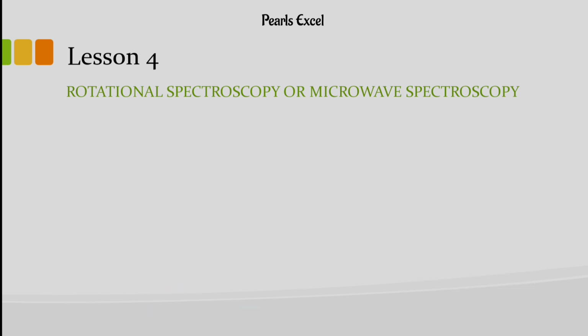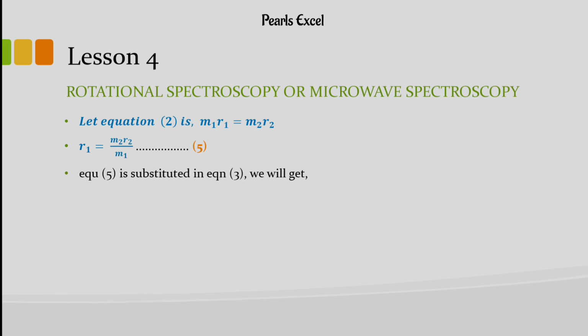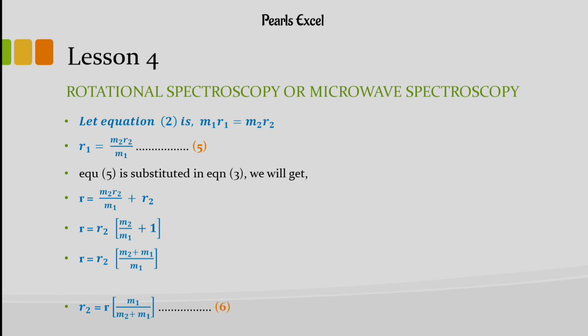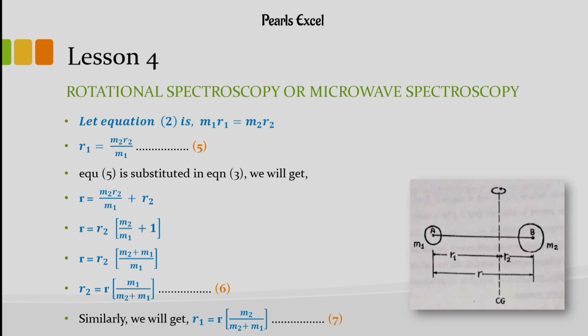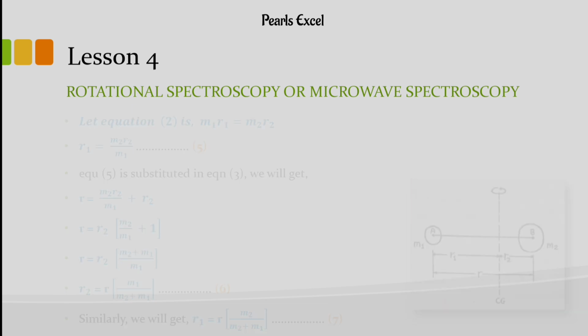So let's start with equation number 2 first, and rearrange it to get the value of r1. Assign this as equation number 5. Then add this equation into equation number 3, and we will get r is equal to m2 r2 divided by m1 plus r2. Now rearrange and solve this to get the value of r2 as r multiplied with m1 divided by m2 plus m1. Assign this as equation number 6. Similarly, we will get the r1 value, that is r1 is equal to r multiplied with m2 divided by m2 plus m1. Assign this as equation number 7.